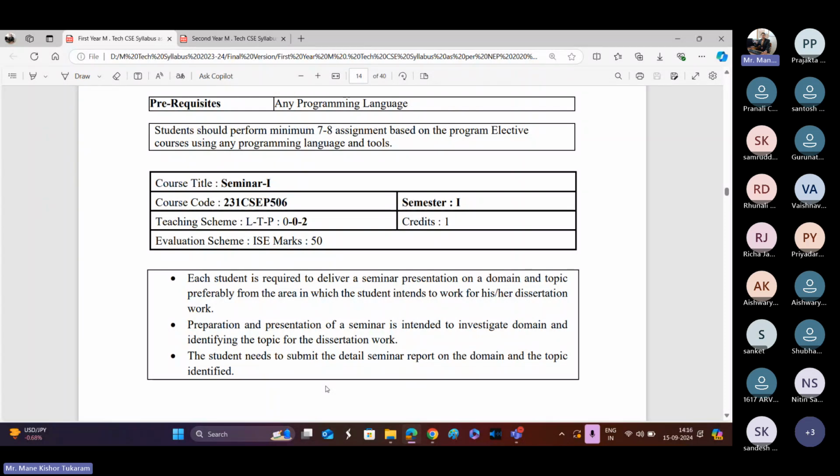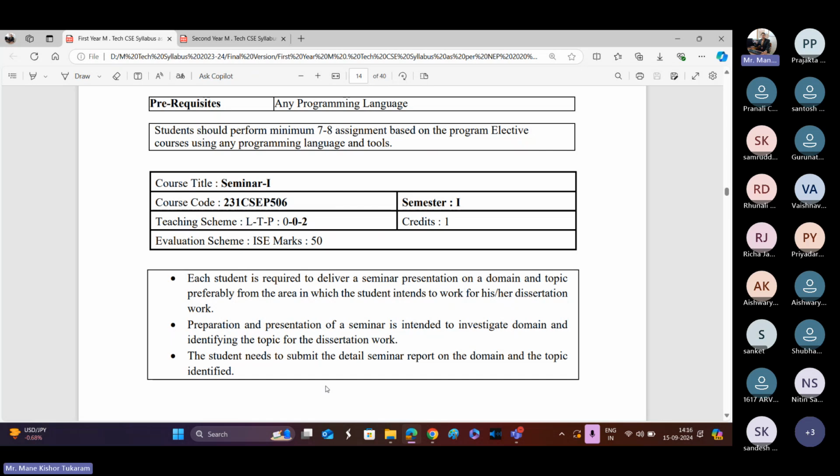In that particular dissertation, you have to identify the particular topic. You have to submit the synopsis, and based on that synopsis, you have to work throughout the year. So for finding the topic and for submitting the synopsis, we are required to search the domain.